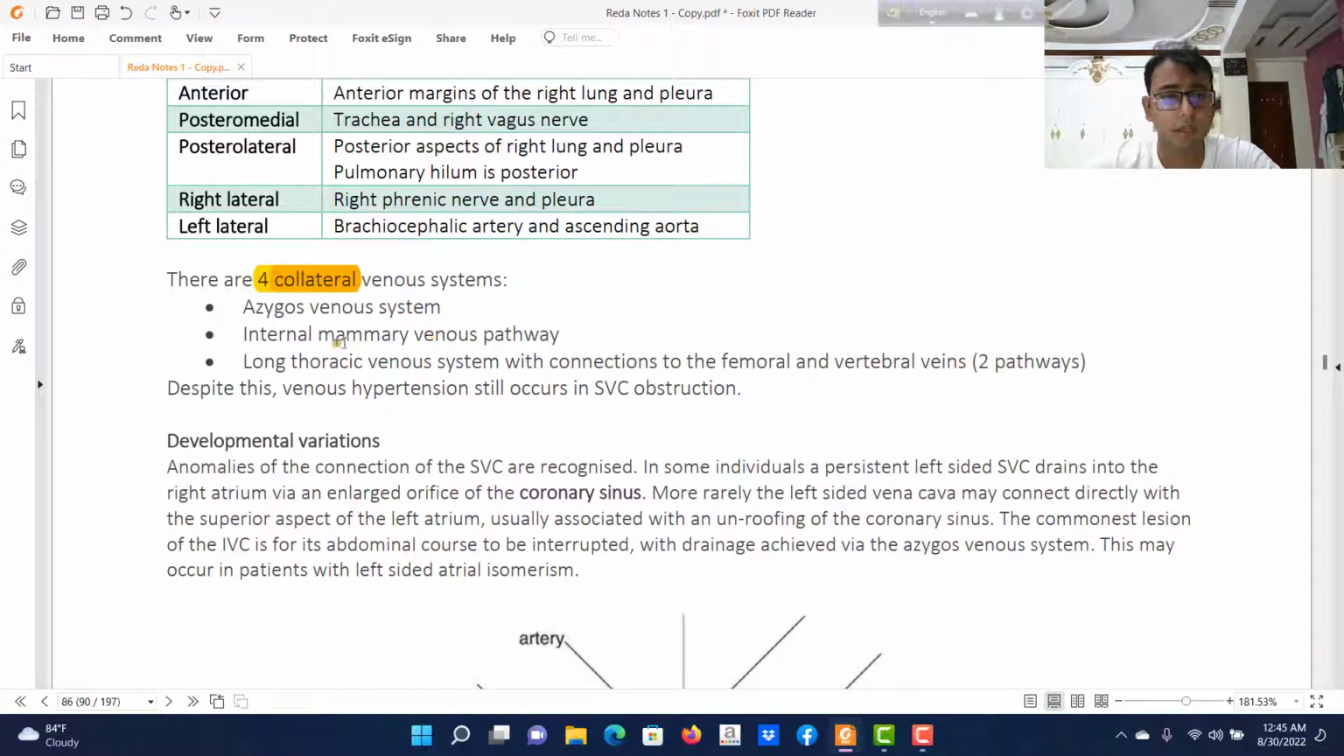There are some four collateral venous systems: the azygos venous system, the internal mammary venous pathway, the long thoracic venous system, and the connection of the femoral and vertebral veins.